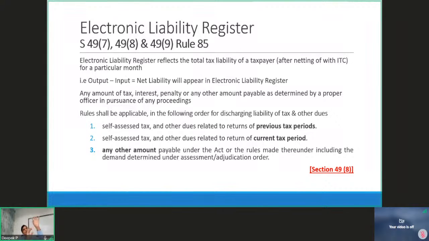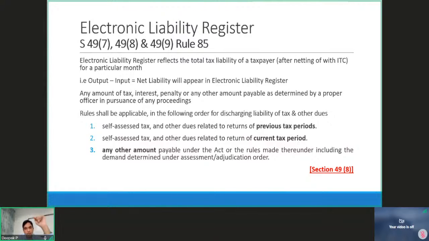Now, whatever is the liability you declare in your monthly return before offset is also what you will declare there. That liability comes in your electronic liability register. So from there, output minus input net liability will appear there. This input is also from your electronic credit ledger only. So you will not have a separate thing. So only three ledgers are there: liability register, electronic cash ledger, and electronic credit ledger. From the electronic credit ledger, this offset happens.